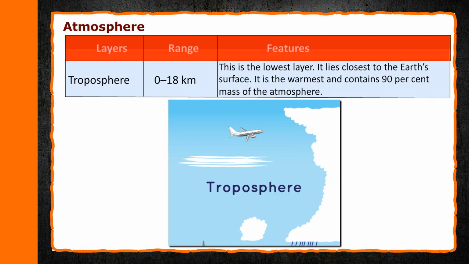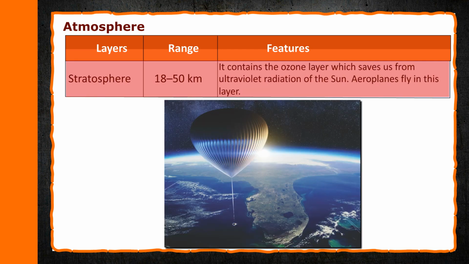Layers, range, features. Troposphere, 0 to 18 km. This is the lowest layer. It lies closest to the Earth's surface. It is the warmest and contains 90% mass of the atmosphere. Stratosphere, 18 to 50 km. It contains the ozone layer which saves us from ultraviolet radiations of the sun. Aeroplanes fly in this layer.